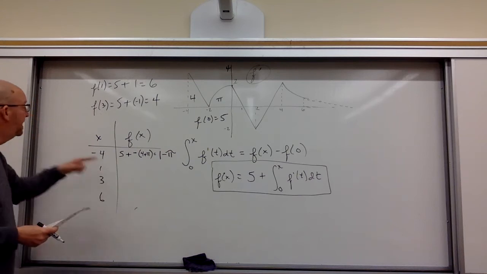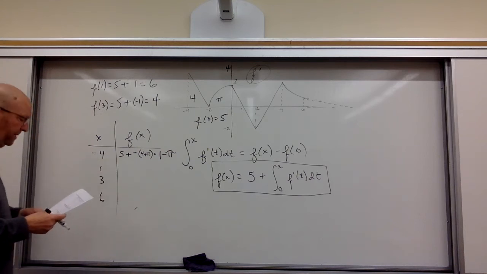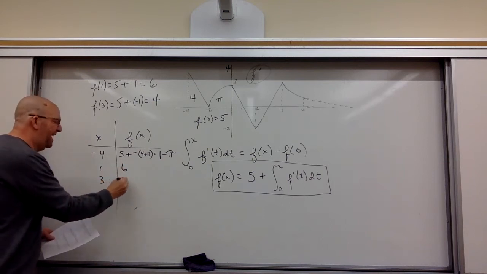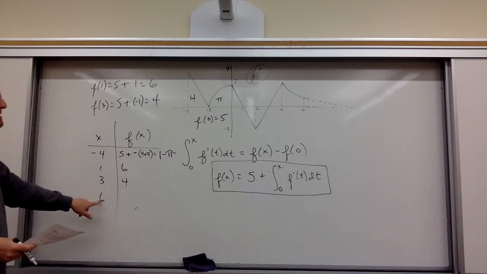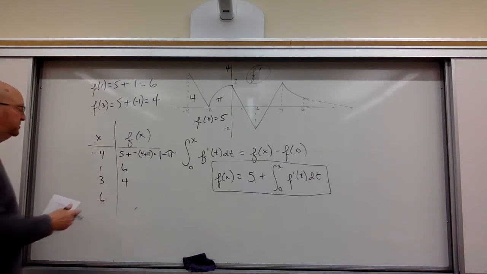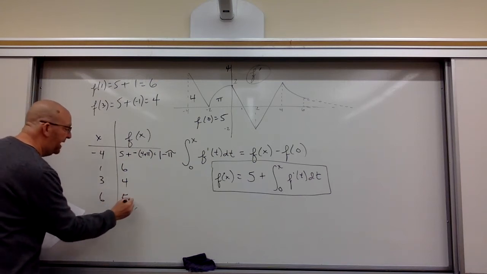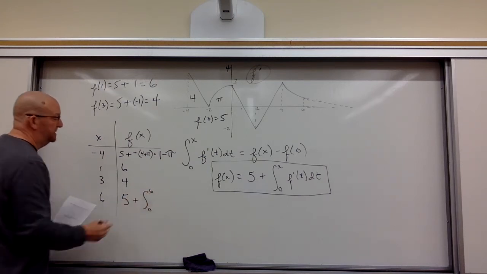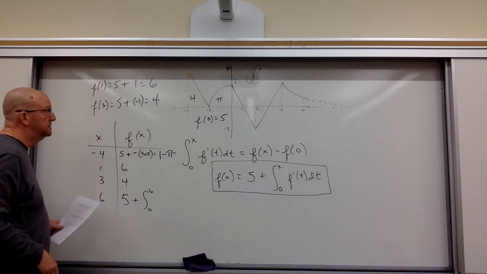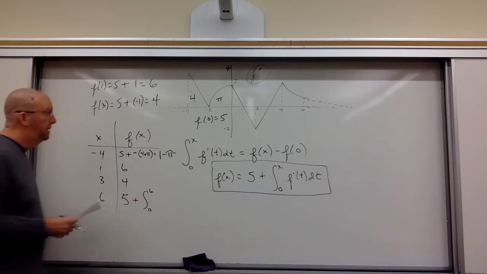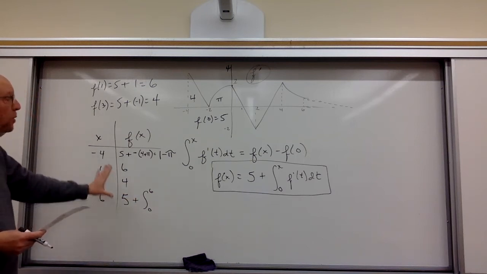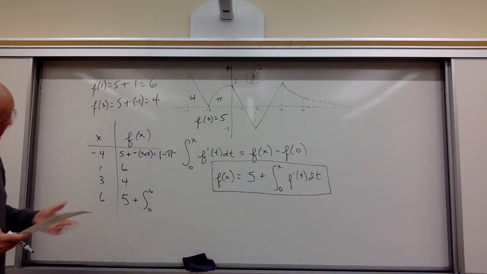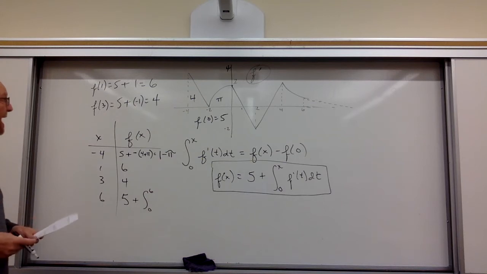Okay, there's the minimum for -4. I hope you can see that. Let's go to 1. Oh, wait a minute. We've already done 1. That's 6. Let's go to 5. Oh, we've already done that. That's 4. How about 6? Okay. So 6 is going to be 5 plus the integral from 0 to 6 of this, right? So we want to get that area from 0 to 6. So what do we do? All right, well, let's rock it out.